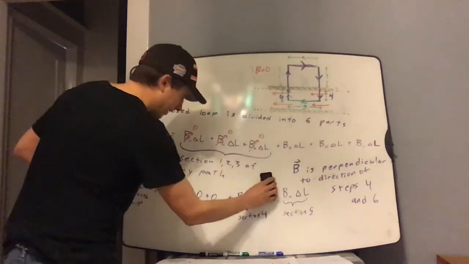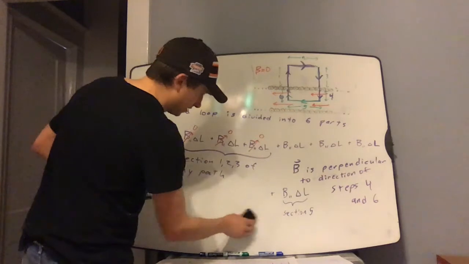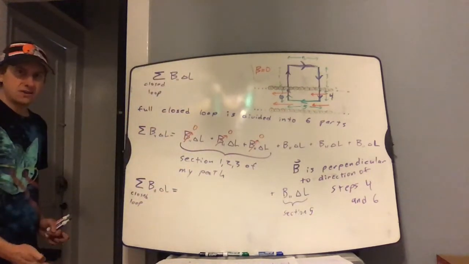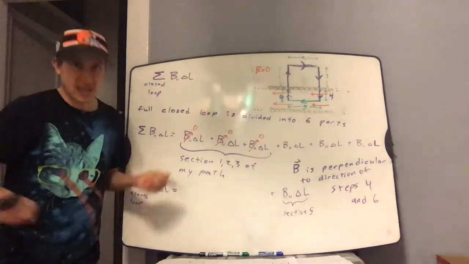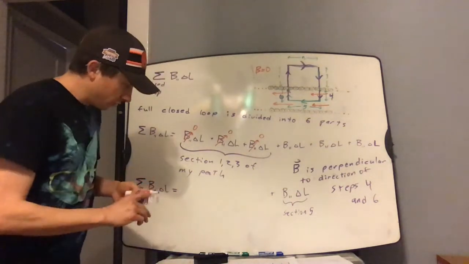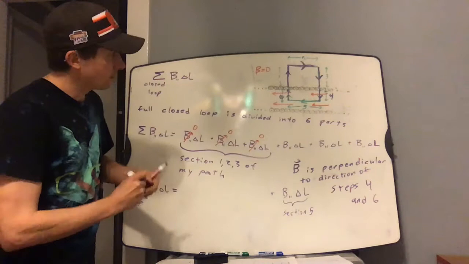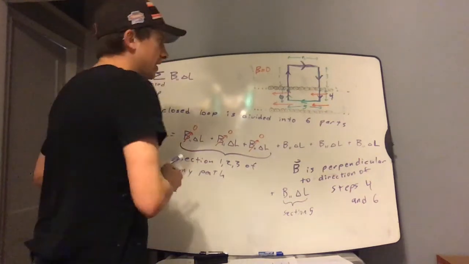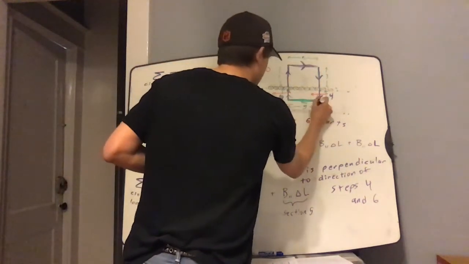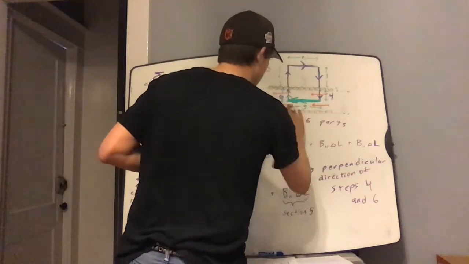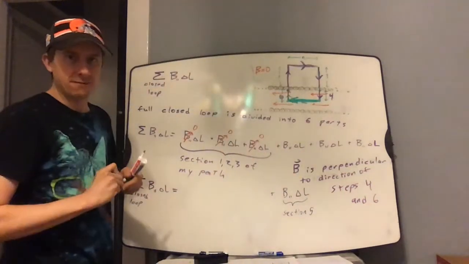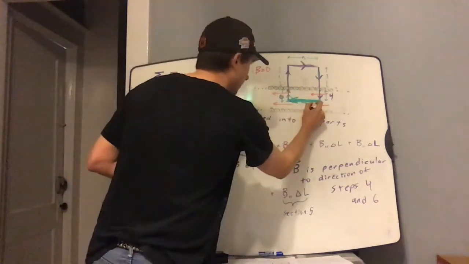So right away, the entire left-hand side of Ampere's law is just equal to B parallel delta L for section 5. The only term that is going to actually contribute to Ampere's law is this step right here, the part of the step that is in the same direction as the magnetic field and inside the solenoid.